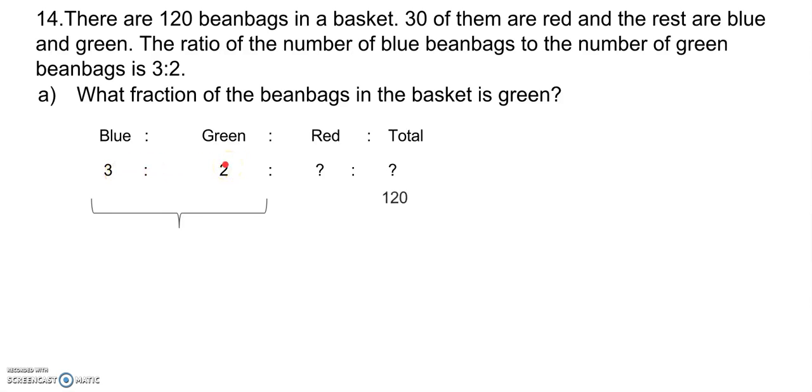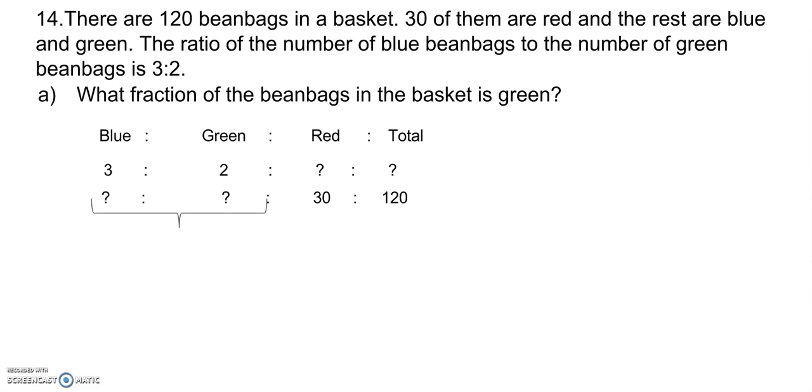But we do know that there are 120 beanbags, and we also know that there are 30 red beanbags. Now this ratio looks pretty much like the previous one, where we do not know the exact numbers of blue and green beanbags, and we do not have the ratio of the red to the total number of beanbags, but we do have these figures to help us. So how can we find out the number of blue and green beanbags? You can pause the video here for a while as you think about it.